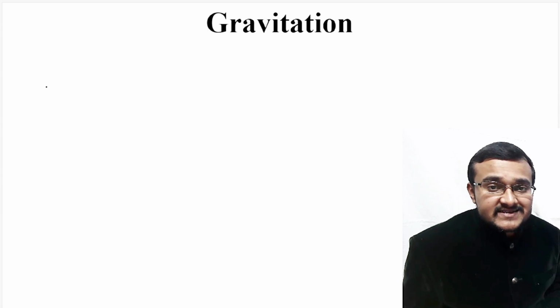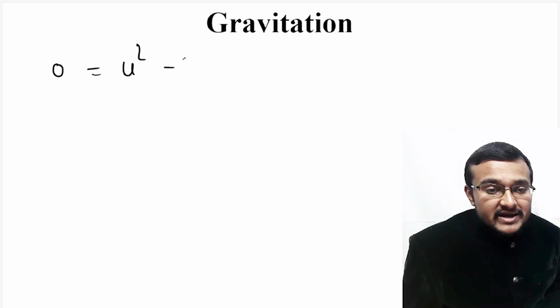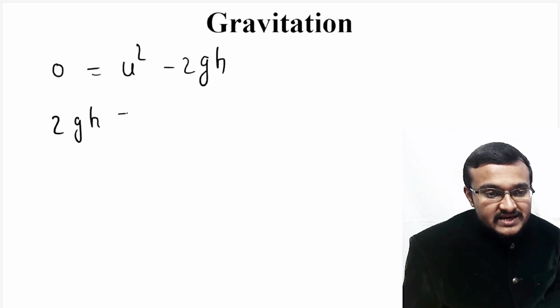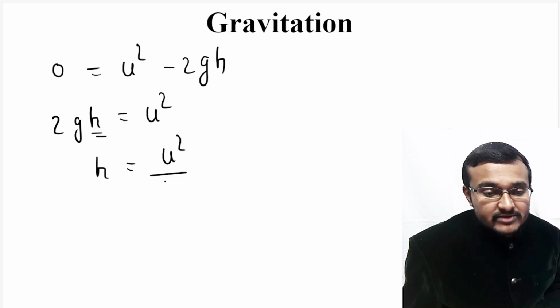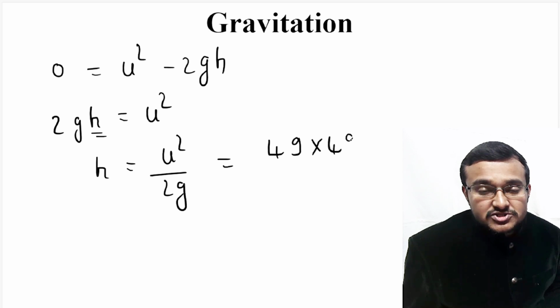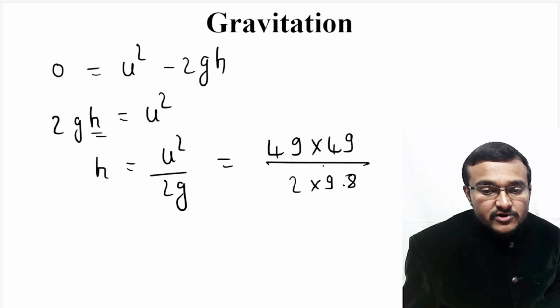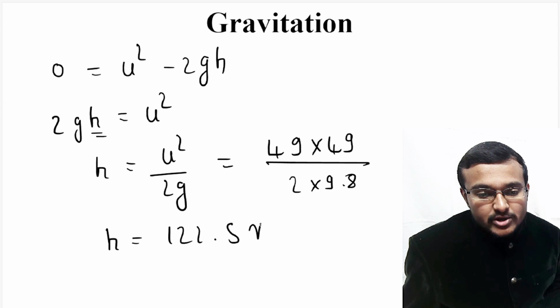So here v is anyway 0. So v square becomes 0, which is equal to u square minus 2gh. This minus 2gh you can bring to LHS, so plus 2gh is equal to u square. Now you can keep h on LHS and bring 2g to RHS. So h will be equal to u square divided by 2 into g. So u square is 49 into 49, because u is 49, divided by 2 into 9.8 meter per second square. So 49 into 49 divided by 2 into 9.8 will give you 122.5 meter.